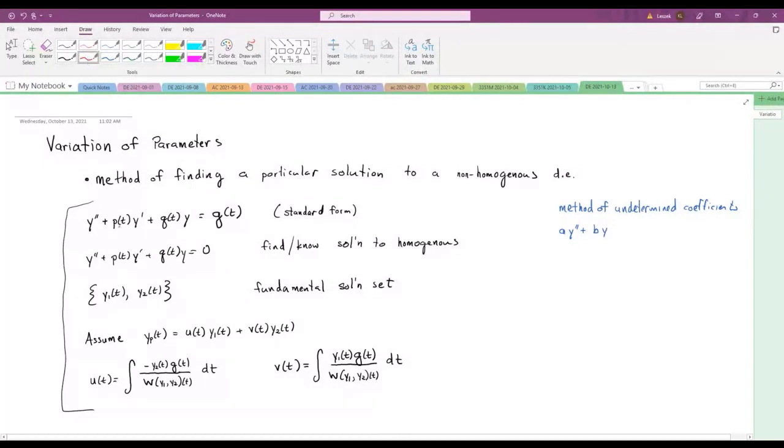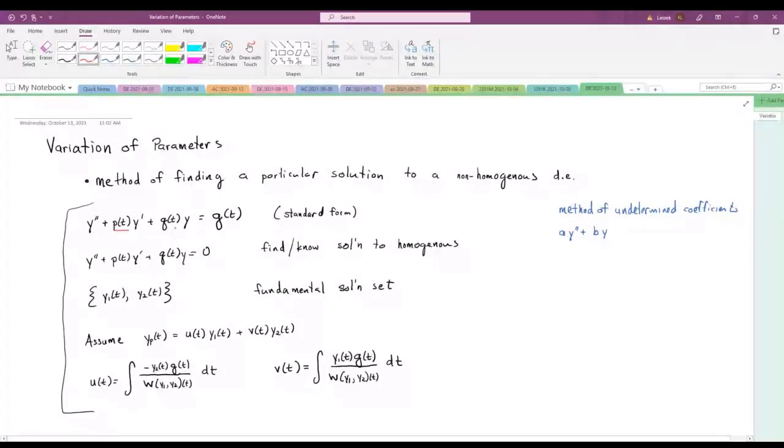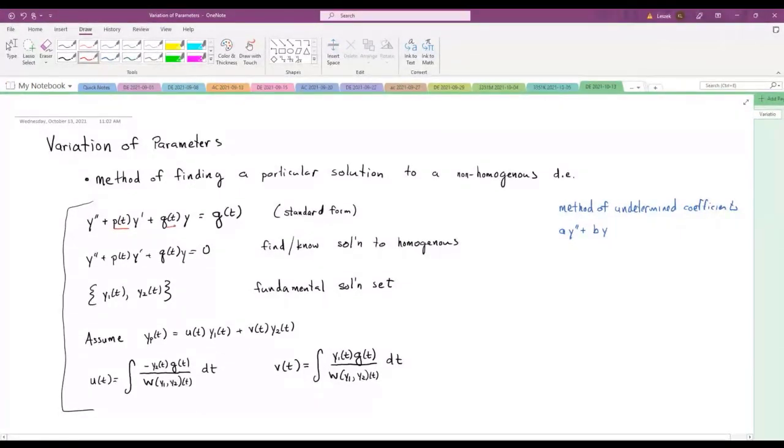So notice that for variation of parameters, the coefficients multiplying y and its derivatives do not have to be constant, but for the method of undetermined coefficients, they do. So in a sense, variation of parameters is more general than the method of undetermined coefficients.